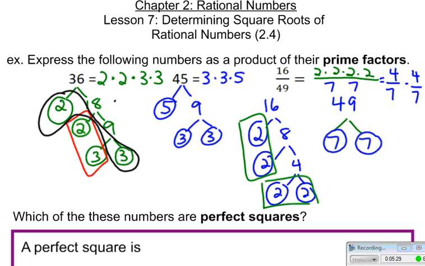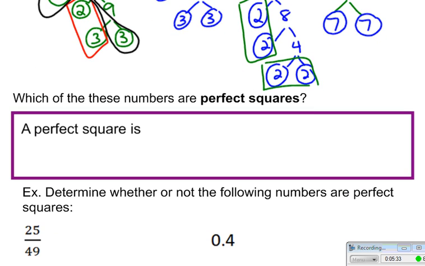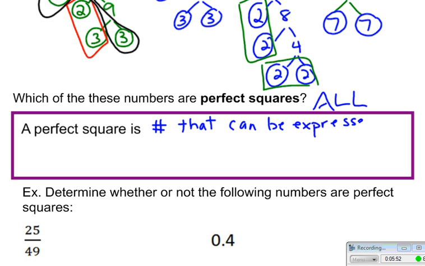So on the bottom, it says which of these numbers are perfect squares. They are all perfect squares. And we just showed why. So hopefully you remember that a perfect square is a number that can be expressed as the product.